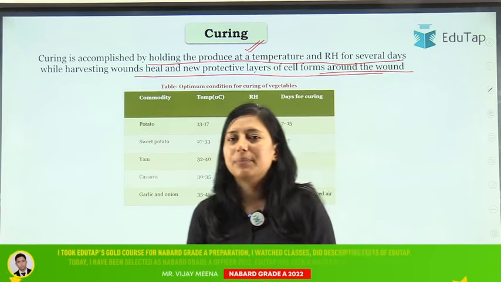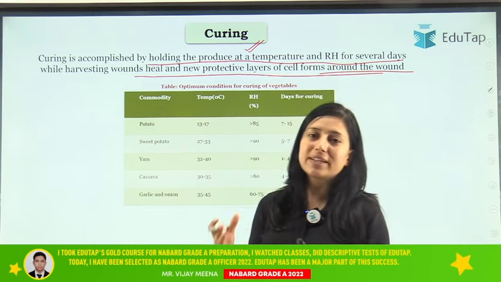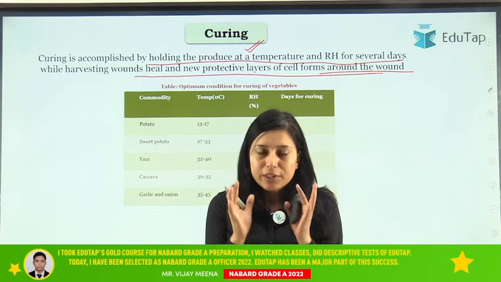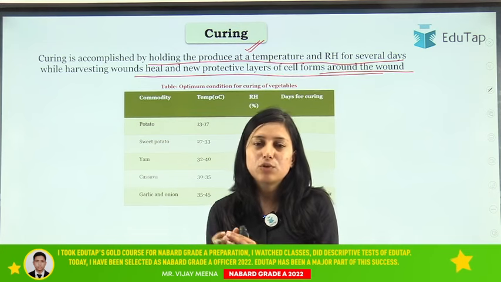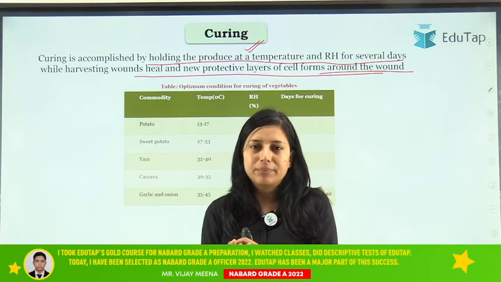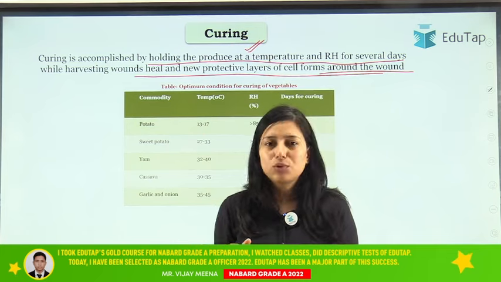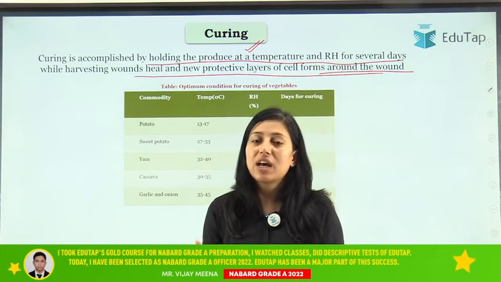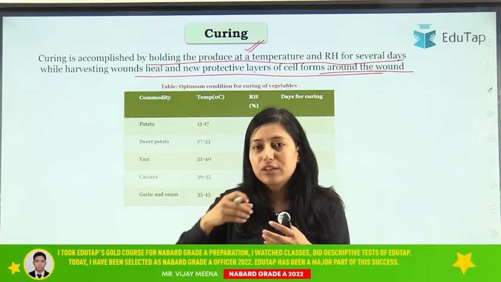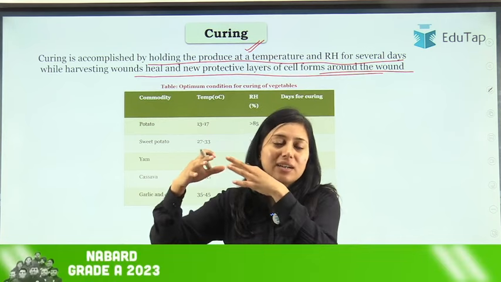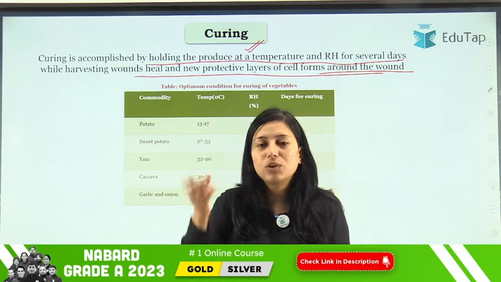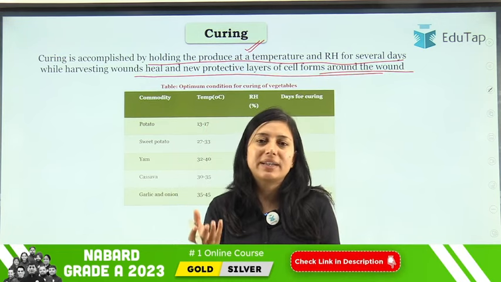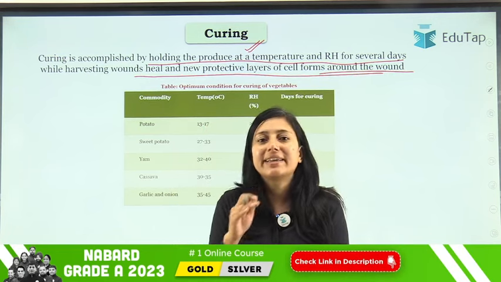So sometimes curing is basically keeping your produce at a particular temperature or a particular relative humidity for some period of time, because we have just plucked the produce and it would have some wound. We want that wound to heal. So we are keeping it for some time so that any wound that happened during harvesting can heal up.